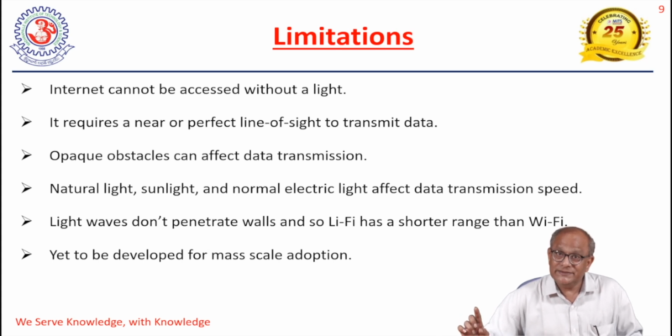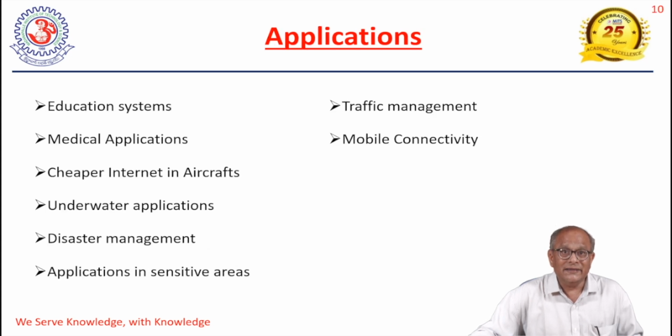And then, as I said, you need a perfect line of sight or near perfect line of sight, and it cannot penetrate through walls. And sometimes natural light may obstruct. Okay, so the only thing is, it is still in the experimentation stage. Mass scale adoption is not yet happening. Okay, and then where are the applications? Applications are unbounded, like everywhere: education system, medical applications, particularly where people operating with robotic arms for surgery can sit anywhere in their home and start operating on the patient in the operation theater.